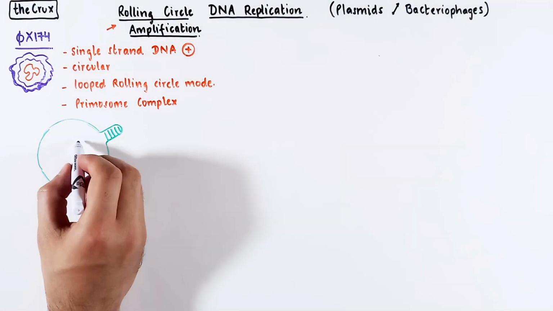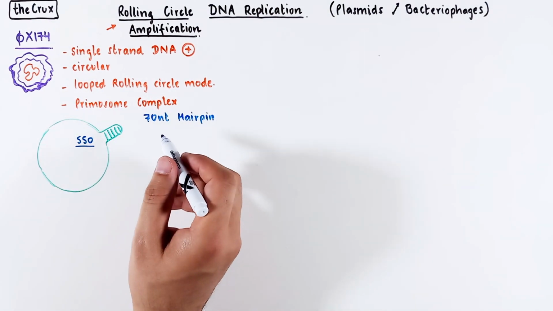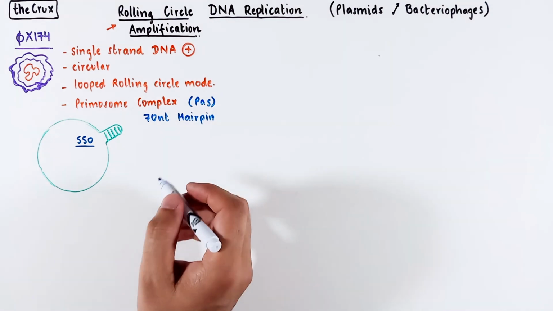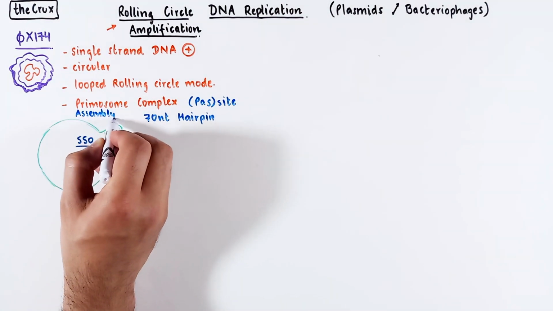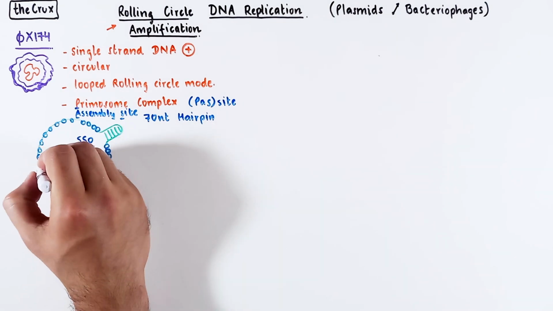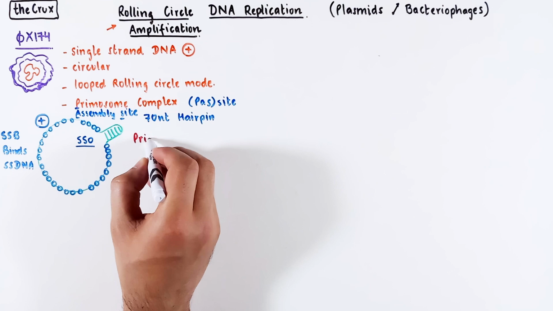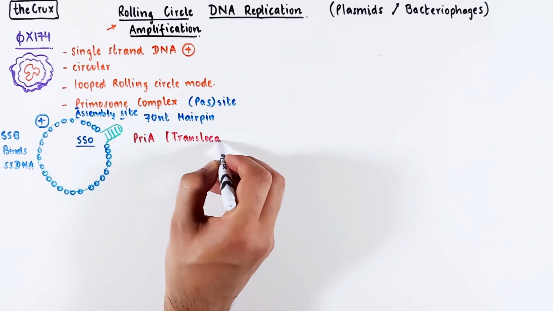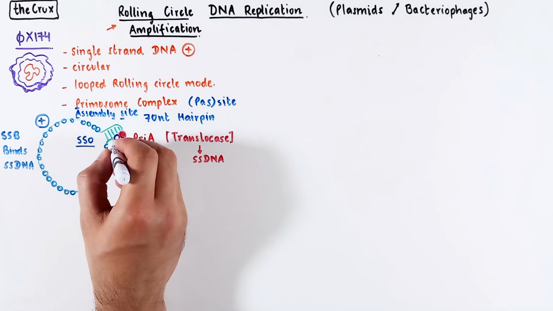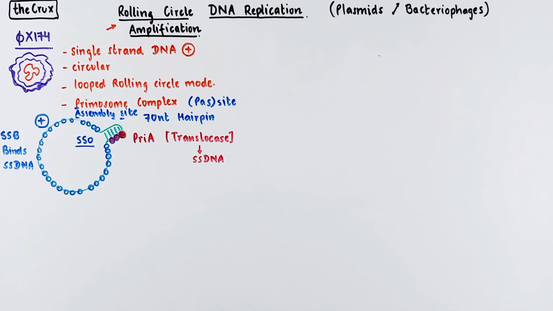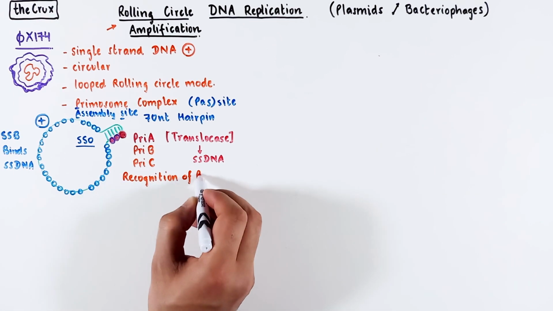There's an SSO, which is a 70-nucleotide sequence in this case, that forms a hairpin. The SSO has a name. It is called the PAS site, which stands for Primosome Assembly Site. So it may look like the M13 example, but it is not. The PAS site recruits a pre-A protein, which is a translocase on the single-strand DNA. And then two other accessory primosomal proteins join the pre-A. This establishes the recognition of the SSO.